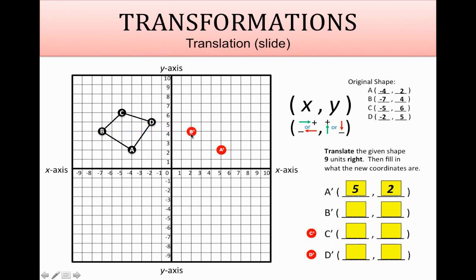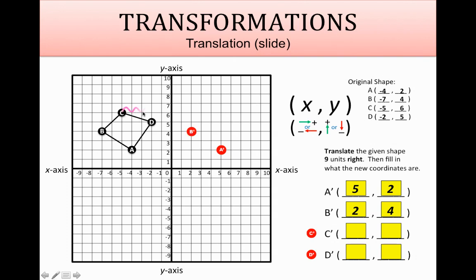Once you put it where it needs to be, then you can get the coordinates from it. This would be 2 to the right, so that'd be a positive 2. And then that would be 4 up, that would be a positive 4. All right, let's take a look at C.